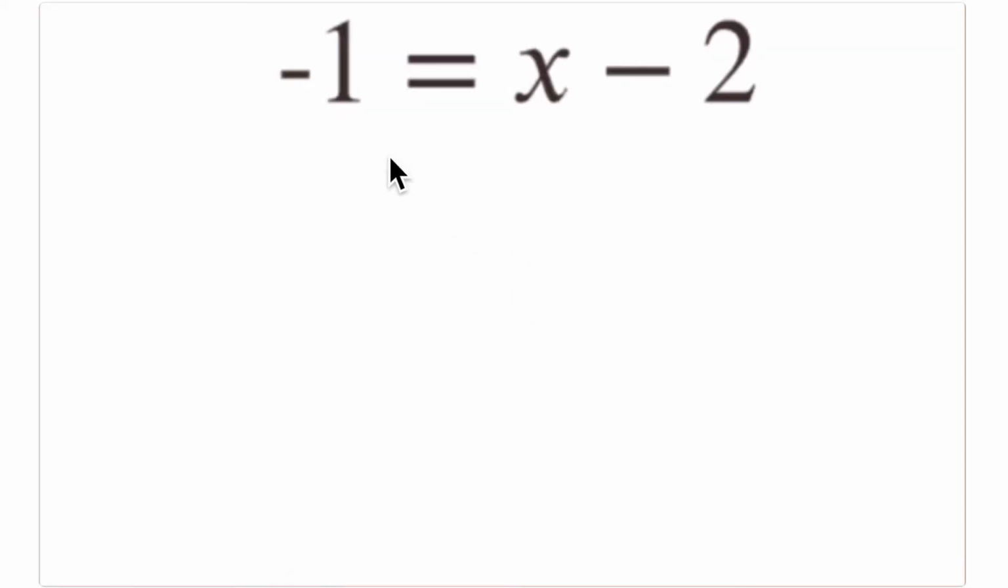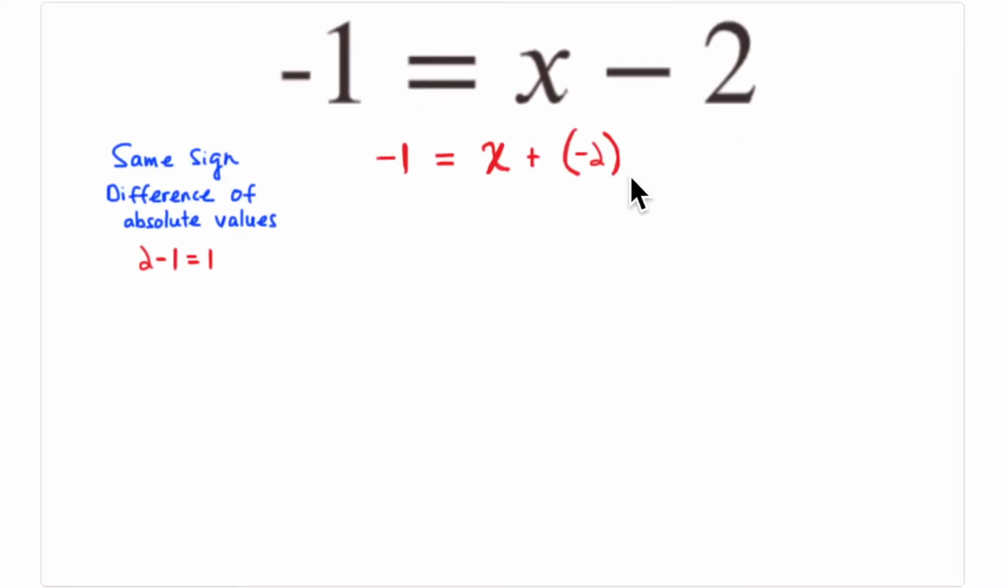This is the second problem, which says negative 1 is equal to x minus 2. So I'm going to change this x minus 2 to x plus a negative 2. And so notice that the sign of the numbers is the same. It's both negatives. So if you get rid of one of the negatives on one side, you're going to end up finding the difference of the absolute values on the other side.